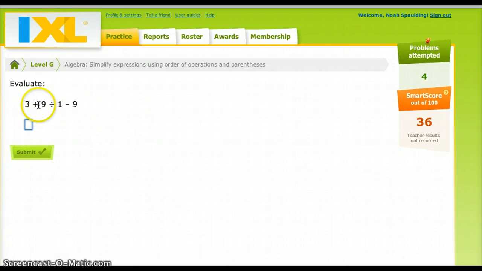Okay, next we have addition, division, and subtraction. We need to do the division first. That's 9 divided by 1 is 9. Then we have 3, so that means we have 3 plus 9 minus 9. So 3 plus 9 is 12. 12 minus 9 is 3.